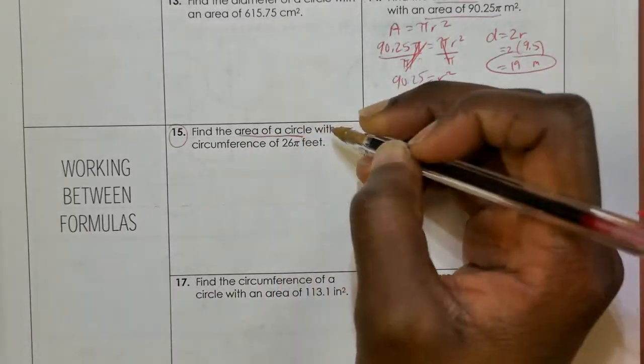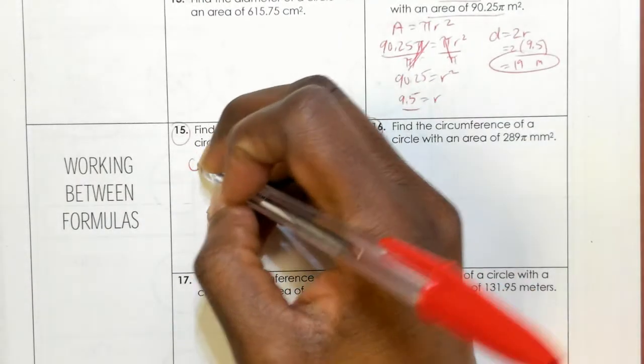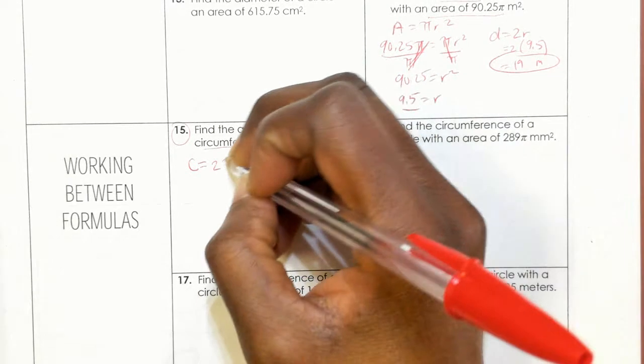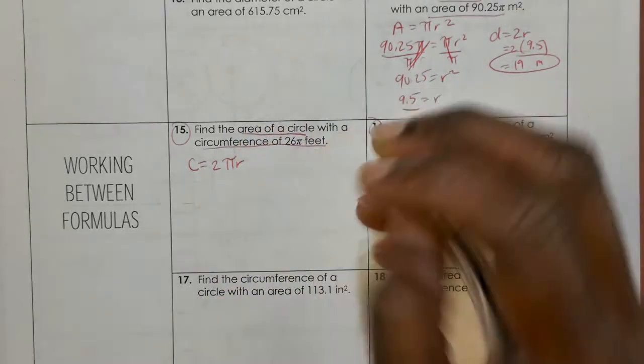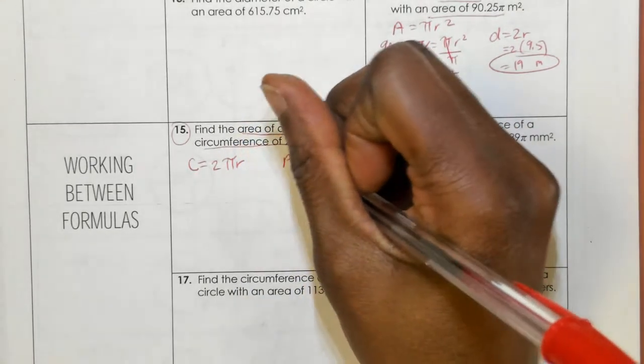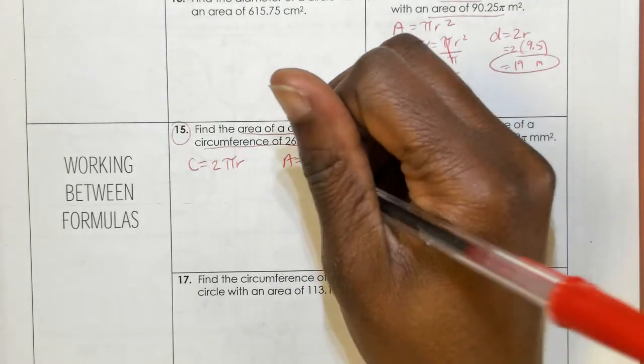Find the area of a circle if the circumference is given. So we're going to be using the circumference formula, and I'm going to use the one that has r in it because the area formula has r in it.